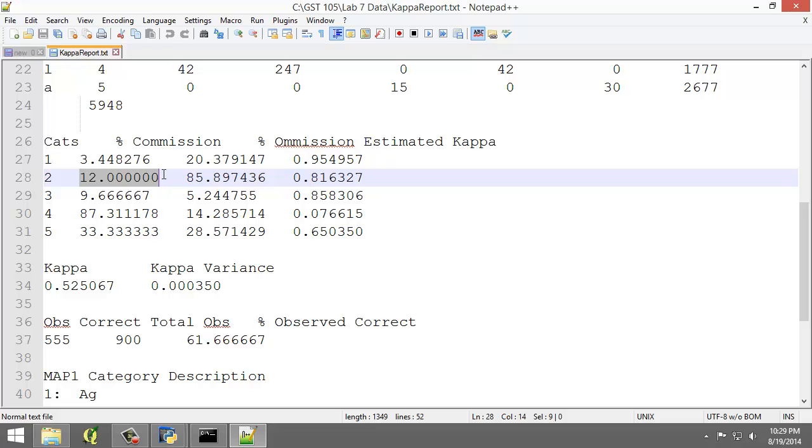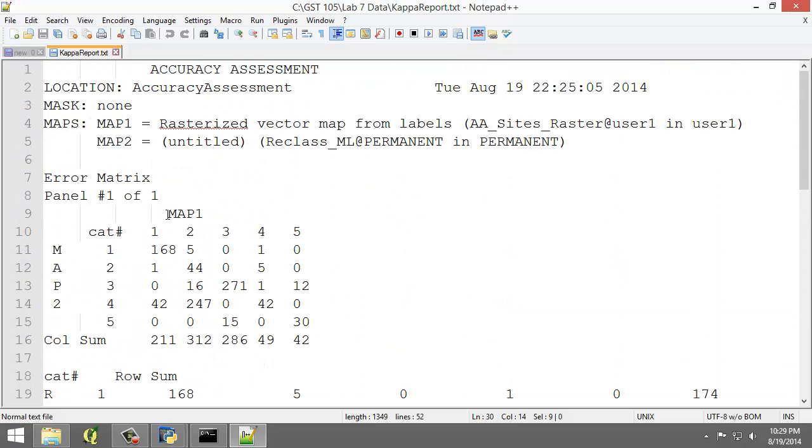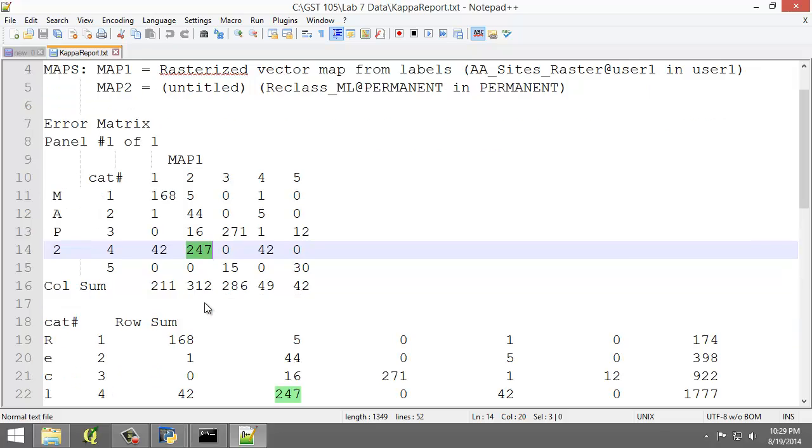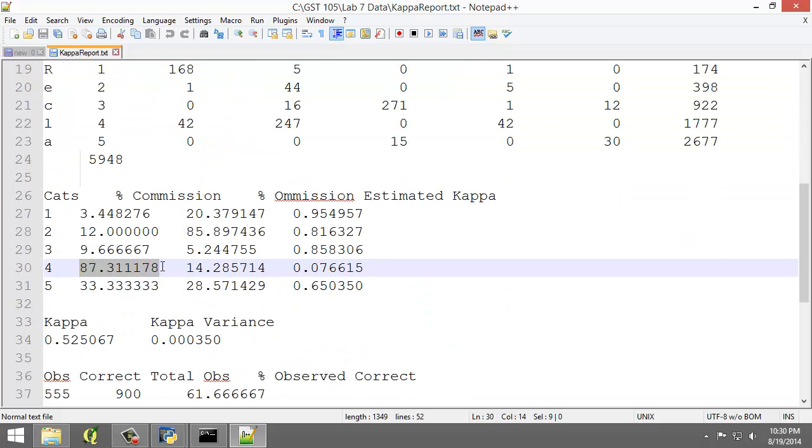The percent commission reports what percentage of each class was confused with another class. So in other words, misclassification percentage. So for example, class 4, which as you remember represents forest, was confused with other classes 87.31% of the time. That's significant. So if we refer back to the error matrix section of the report and look at the column for category 2 for map 1. So that's this one here. 247 cells were mistakenly classified as class 4 when they were actually class 2. So 247 cells are classified as forest when they were actually the water class. That would be class 2. So compared to the other classes, this percentage down here is really, really high, which probably explains the large percentage of our classification error.